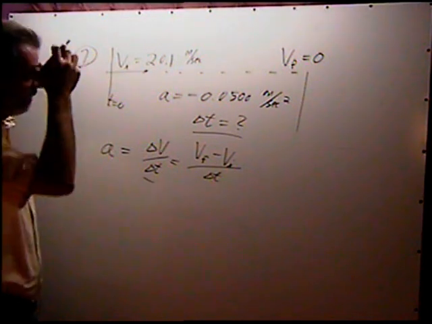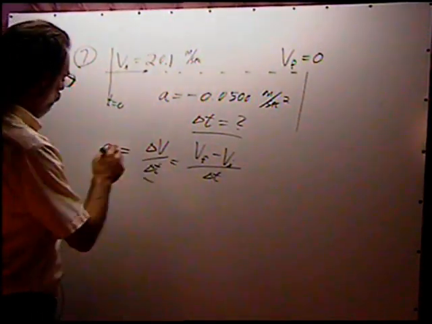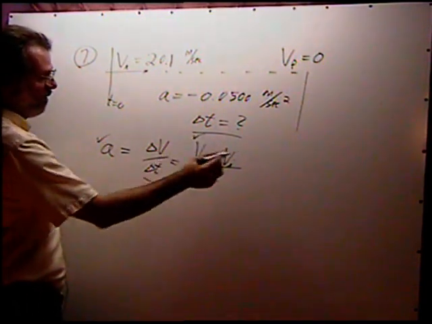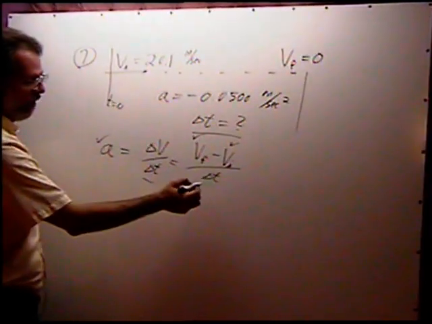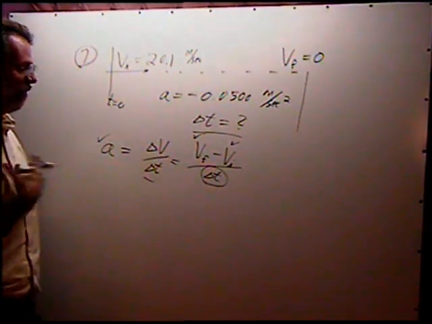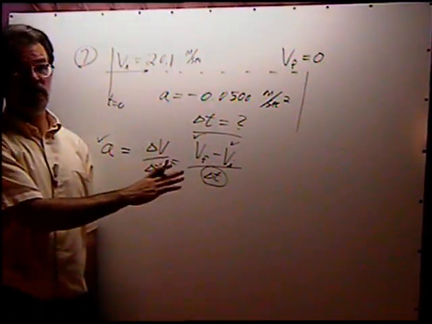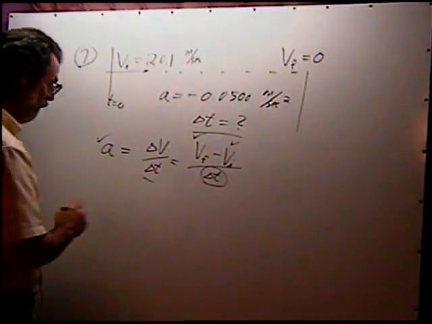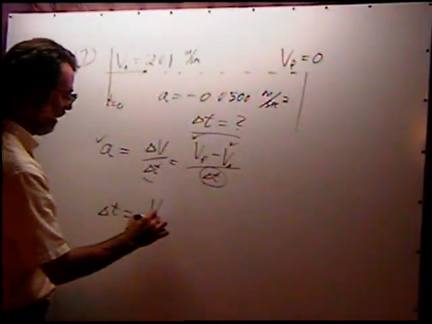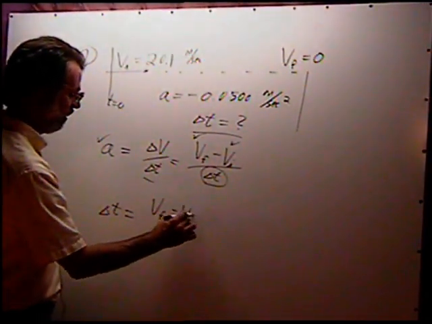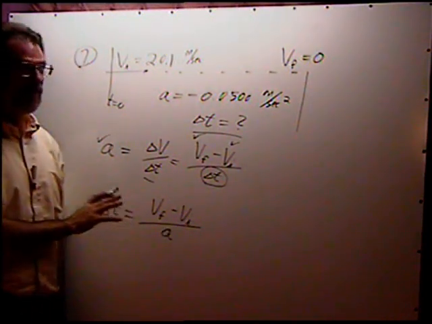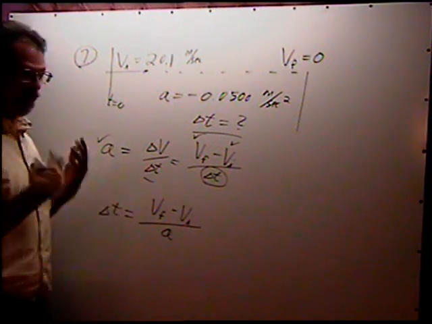Okay? So we know what the acceleration is. We know what the final velocity is. We know what the initial velocity is, but what we don't know is what delta t is. So I always like to solve for the unknown variable first using algebra. I would encourage you to do the same thing. Let's do that. Delta t is equal to the final velocity minus the initial velocity, all divided by the acceleration. Now, the signs here are very important. We have to keep the signs straight. Otherwise, we'll get the wrong answer.